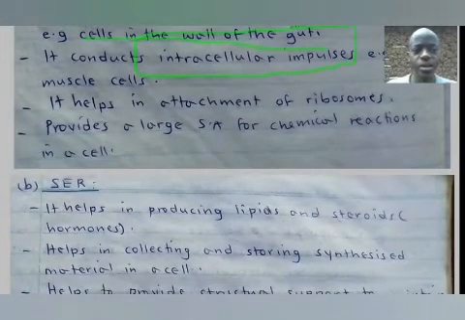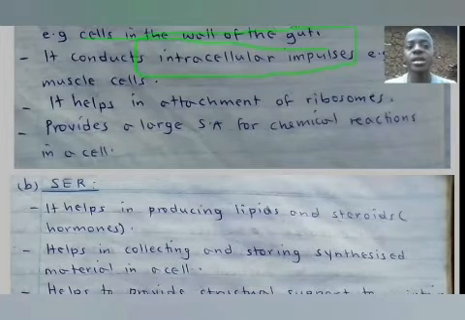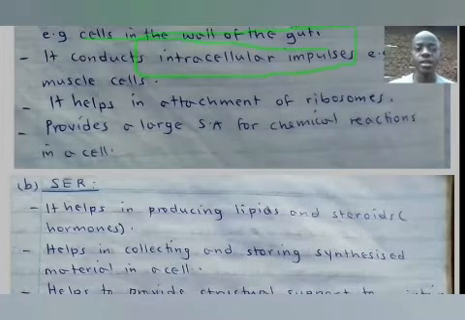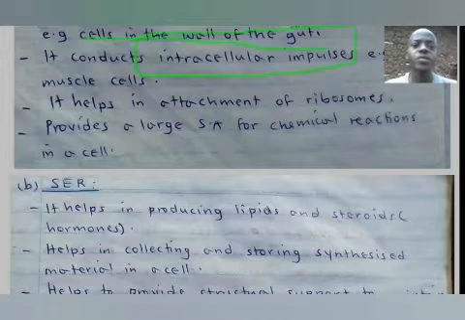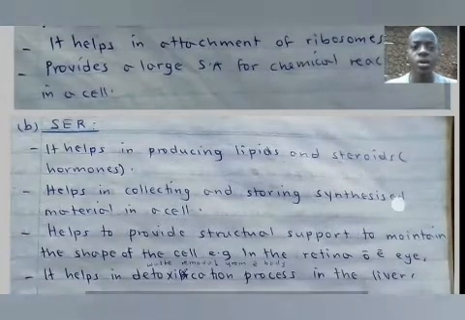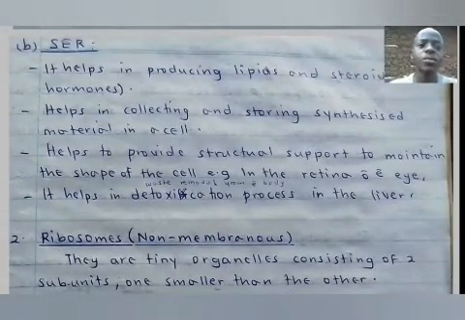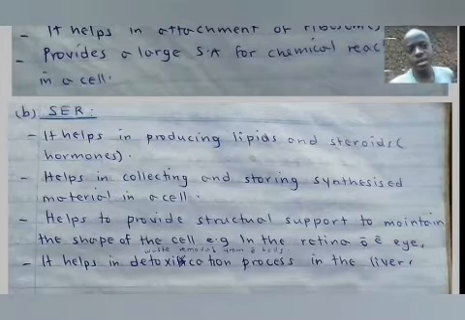It also helps in attachment of ribosomes. So the ribosomes, it is where they attach. So it is an attachment. It also provides a large surface area for chemical reactions in a cell. So now we have the smooth endoplasmic reticulum, the one abbreviated as SER.